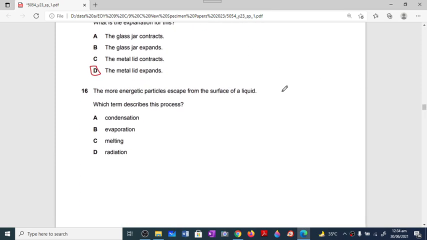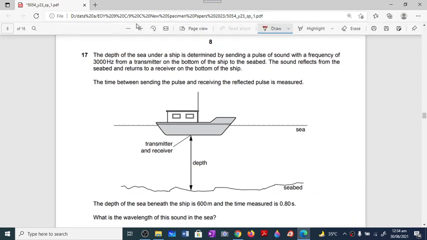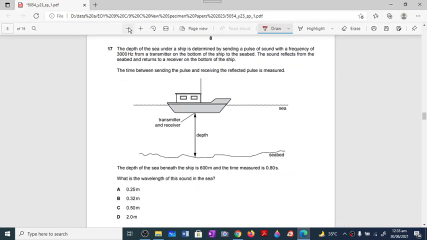Now question number 16. The more energetic particles will escape from the surface, related to evaporation. Question number 17. This is a technical question. He is saying that the depth of the sea under a ship is determined by sending a pulse of sound with a given frequency from the transmitter to the seabed. The sound reflects from the seabed and returns to the receiver. Whenever we talk about this, there is an echo reflection, 2d by t. Another piece of information is that the depth of the sea is 600 meters and the time is given. He is asking to calculate the wavelength.